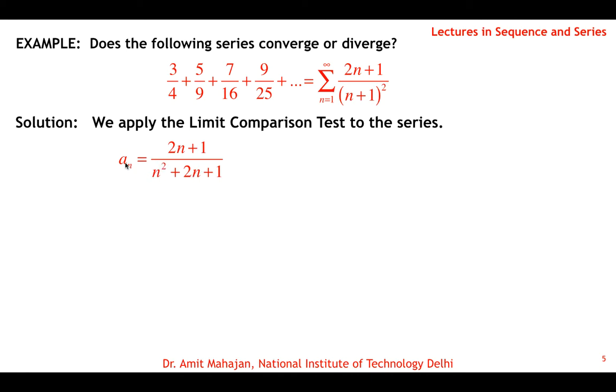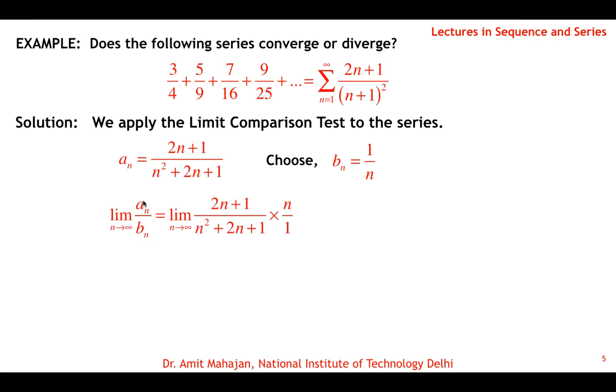So these terms an, when n becomes large, will behave like 2n over n squared, or like 1 by n. So we can choose bn to be simply 1 by n, the ratio of the dominating term from the numerator and the dominating term from the denominator. So we have a series of bn which is summation 1 by n, and we know that it is a divergent harmonic series. If the limit of the ratio is finite positive and the series of bn is divergent, then the series of an will be divergent. So let us calculate the limit as n tends to infinity of an by bn.